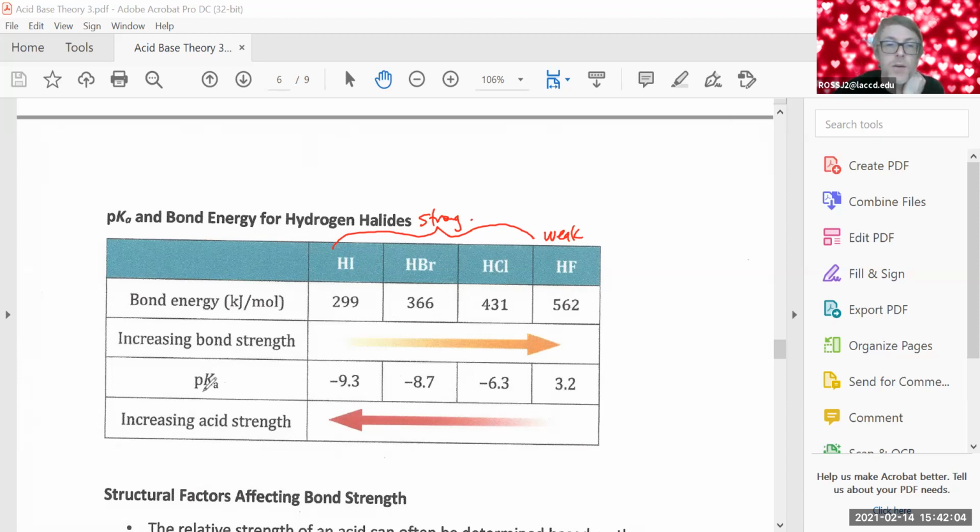And we can see here, once it's measured against pKa, we know that pKa is proportional to 1 over acidity, or acidity is 1 over pKa. So the smaller this is, it's going to give us a larger acidity. And the larger this is, it's going to give us a lower acidity.